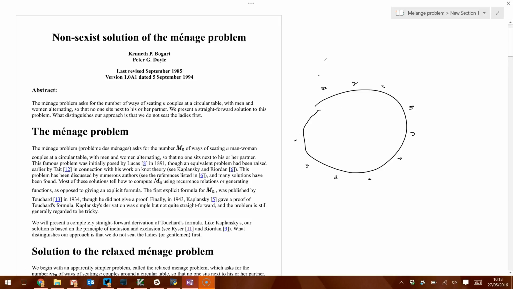Right, so that looks like 10 things. 2, 3, 4, 5, 6, 7, 8, 9, 10. Okay. Those are evenly spaced. It's not an accurate picture.